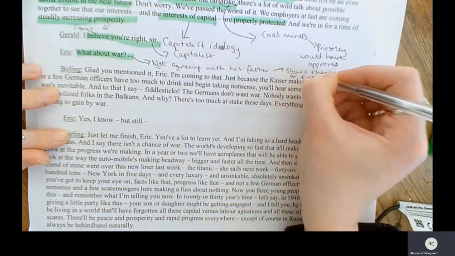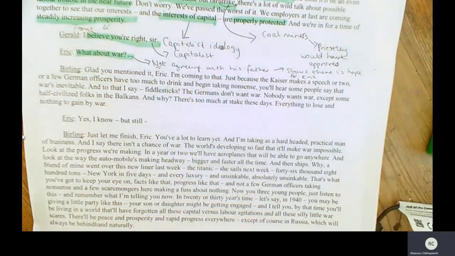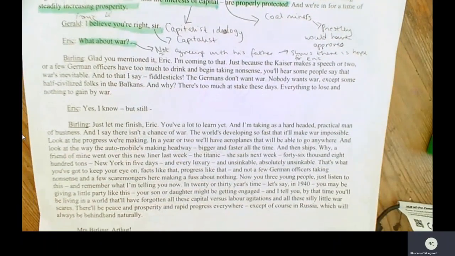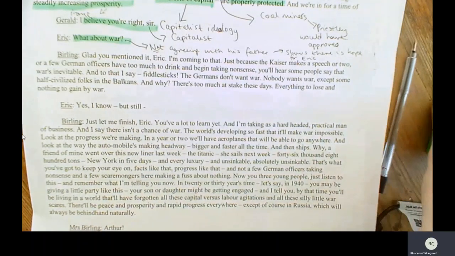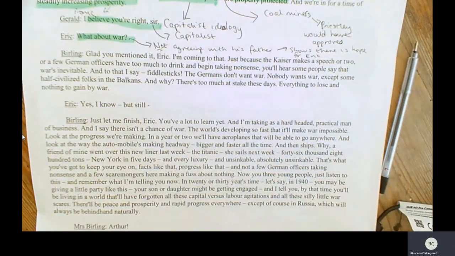Okay, there's hope for him. He doesn't necessarily believe the same sort of nonsense that his father does, even though he's been brought up by him. Glad you mentioned it, Eric, I'm coming to that.